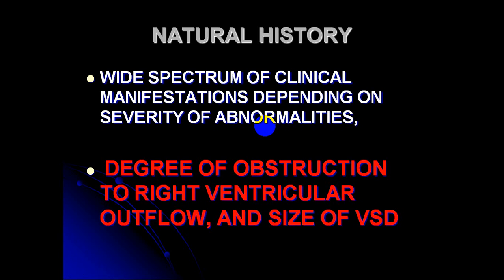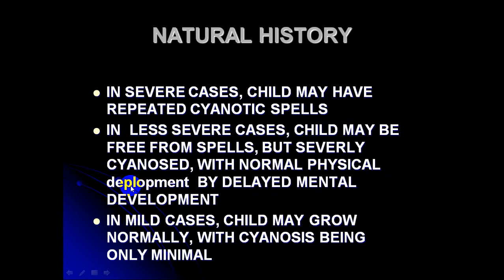The natural history of tetralogy of Fallot is a wide spectrum of clinical manifestations, depending on the severity of abnormalities, as we said: the degree of obstruction to the right ventricular outflow and the size of the VSD. This is important. In severe cases, the child may have repeated cyanotic spells and even be born with cyanosis, but usually is born without cyanosis.